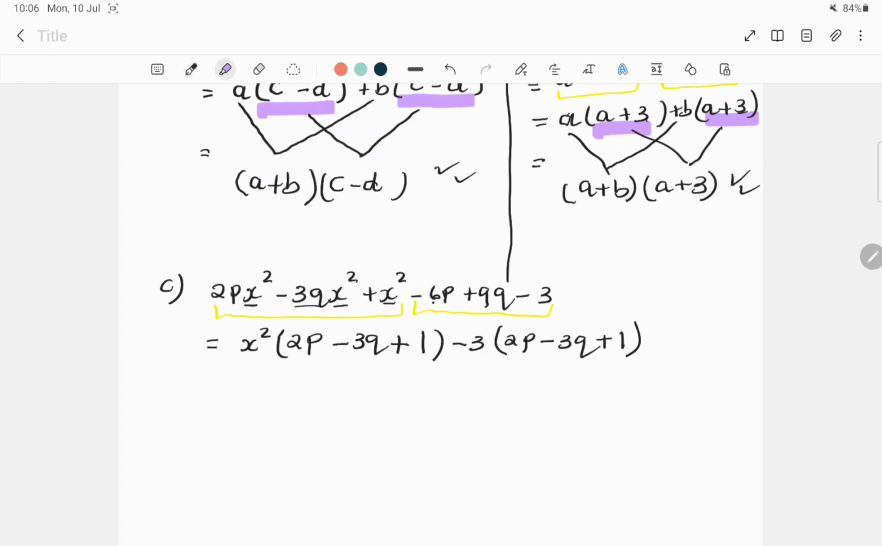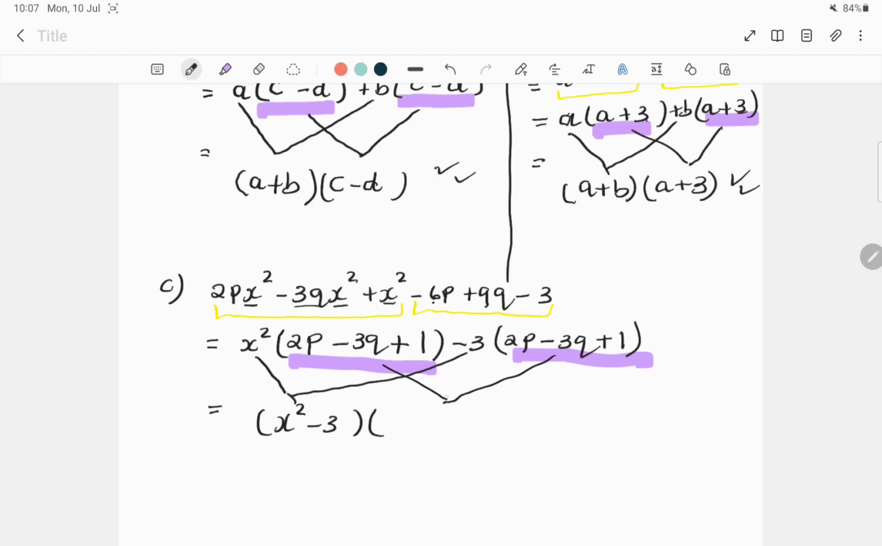Remember, I said these 2 brackets must be the same. Then I'm going to do my grouping. So this with that will be in one bracket, x squared minus 3, and then this with that in one bracket, 2p minus 3q plus 1. Then you are fully factorized.